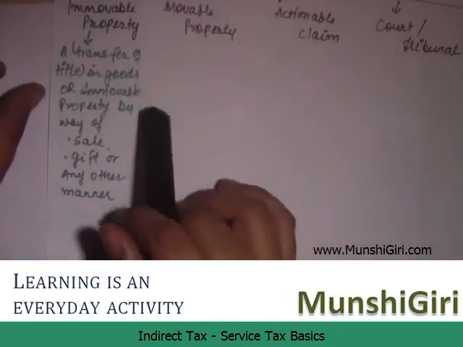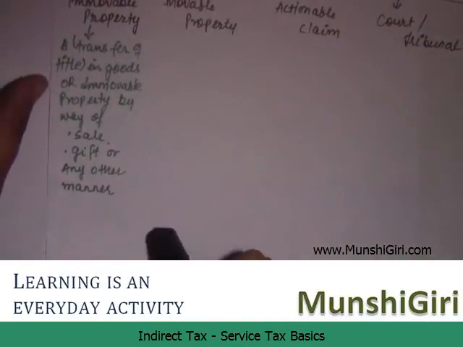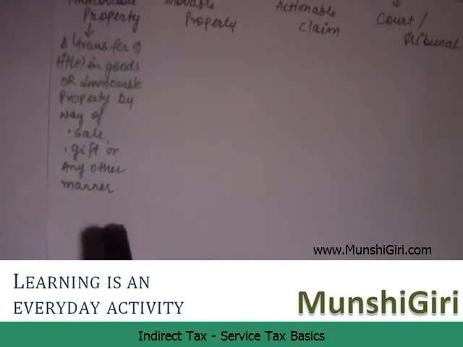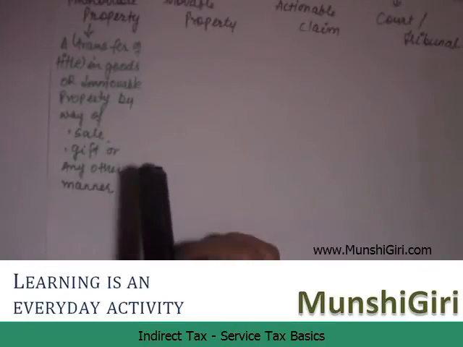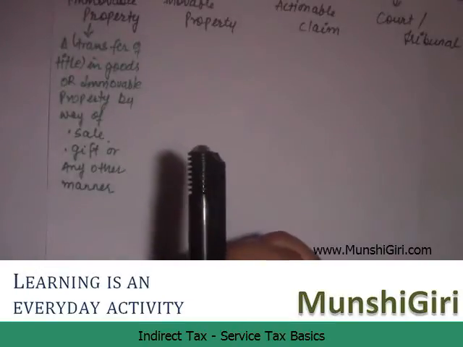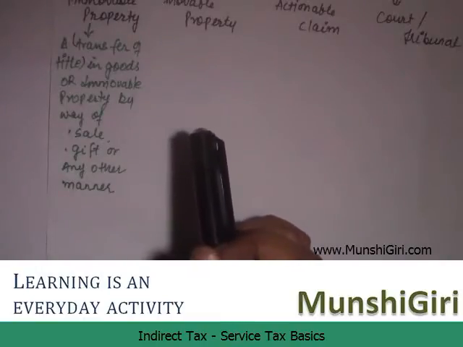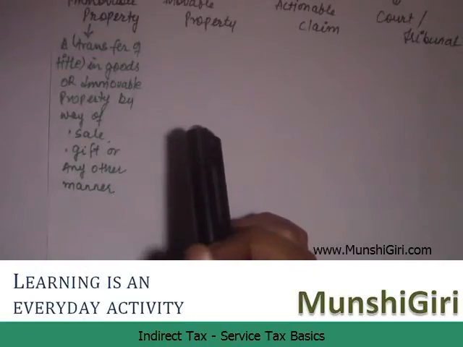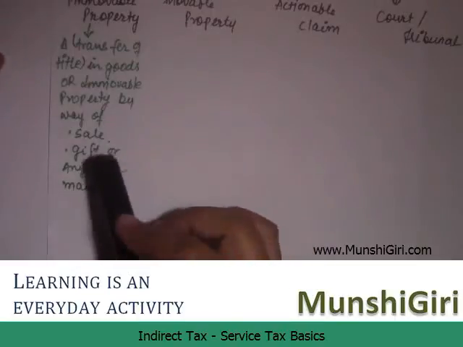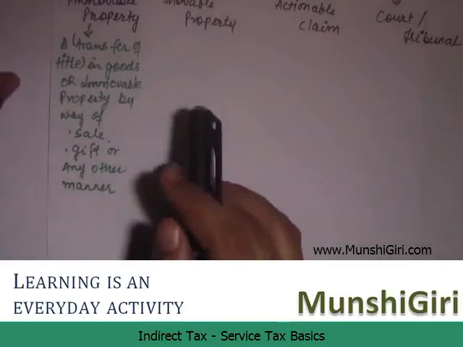Next is immovable property. What is an immovable property? Now the definition states that immovable property includes land, benefits to arise out of land, and things attached to the earth or permanently fastened to anything attached to the earth. This was about the immovable property.